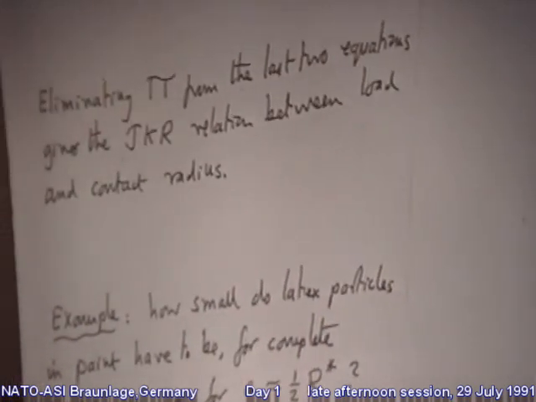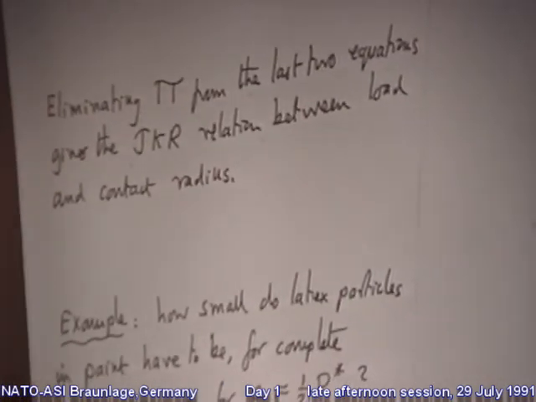Let's work out a very simple example. Paint again, rubber particles in paint, emulsion paint. When you put the paint on the wall, nobody's going to come along and apply any external load to push the paint particles together. They've got to stick together of their own accord. And you don't want it to be porous.